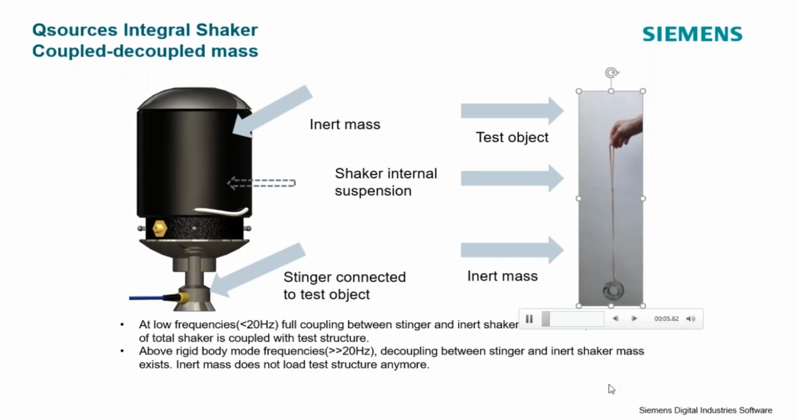But it's a function of frequency, right? It's the natural frequency of the system. If you're above that, you're in the isolation mode and your structure and your mass are decoupled. And that's why we have this internal suspension system in all of these shakers, where not only does it keep the mass decoupled from the structure, but it also allows the stinger of the shaker to be properly aligned.